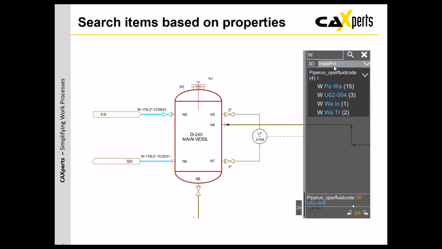Later on in the live demo, I will show you how you can switch from one drawing to another using the result group button down here. So it's very easy to find, for instance, fluid systems or other attributes across the complete data set. And by the way, the search is also working on the 3D side, not only on the PID side. It's always a global search on top of the data set.